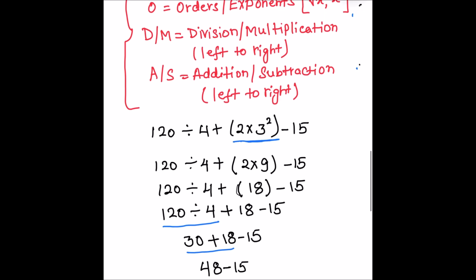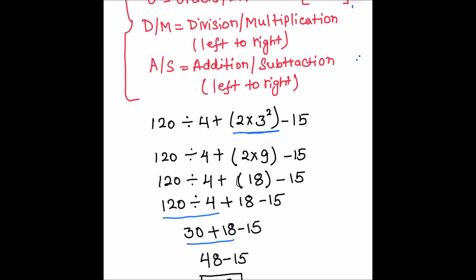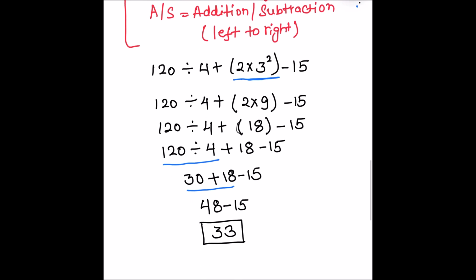Let's revise it once again. In the expression 120 divided by 4 plus 2 times 3 square in the bracket, minus 15, according to BODMAS, first we are going to solve the bracket, which is 2 times 9, 18. After that we are going to solve the division operation, so that's 120 divided by 4, which is 30. Then we have addition and subtraction in the expression, and we'll go from left to right to solve it. So we got the answer 33, and this is how we solve expressions using the BODMAS rule.